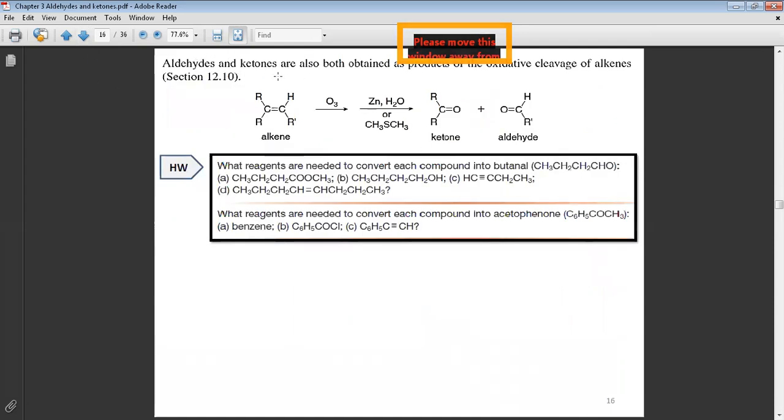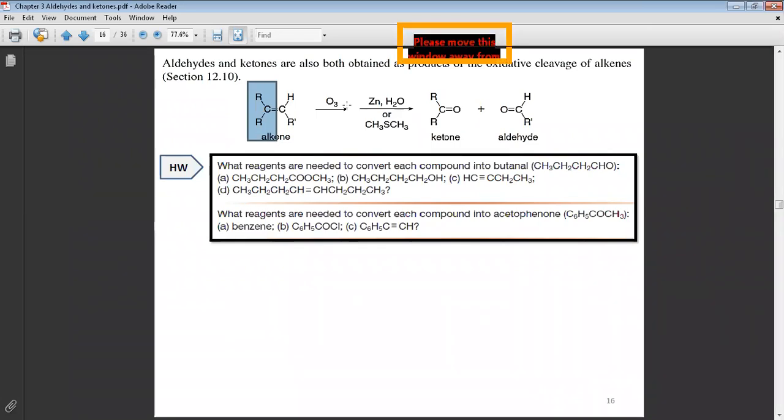Aldehyde and ketone are also both obtained as a product from the oxidative cleavage of alkene. That means we have an alkene. This alkene can be cleaved into two parts, this part and also this part, by ozonolysis, the ozone analysis.